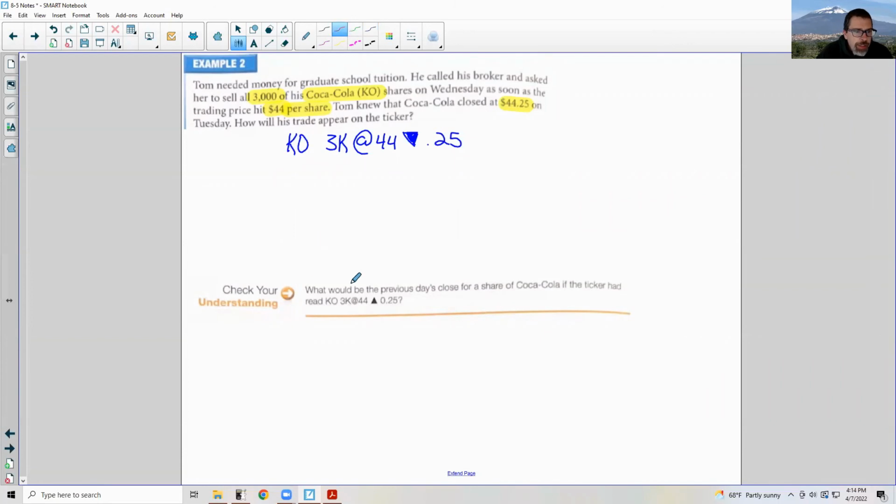Okay, the check your understanding says, what would be the previous day's close for a share of Coca-Cola if the ticker had read KO 3K at 44, uptick 25 cents? So you look at the price paid. When it's up 25 cents, you have to subtract from what you're paying to see what the close was, because it's up from the close. So to solve this, you take $44 minus 25 cents, and that would equal $43.75. And that's the answer to check your understanding.